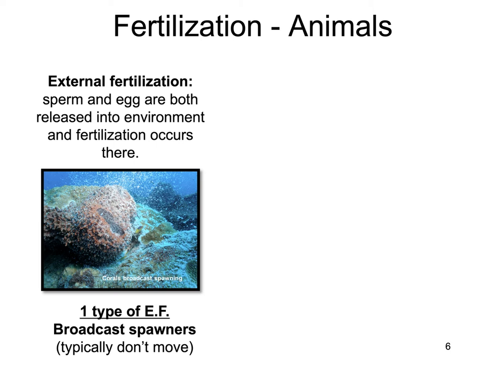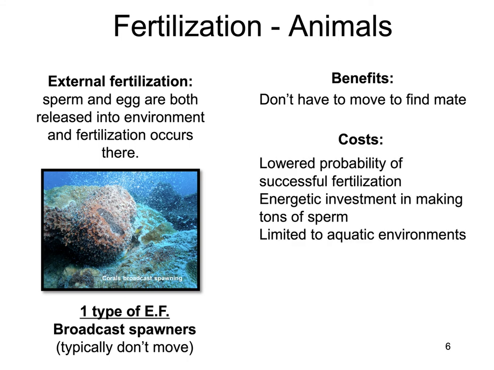And so here you can see a picture of a coral broadcast spawning, all these white things that you see floating around in the water. That's sperm being released by this coral here. So the benefits of broadcast spawning are you don't have to move to find a mate. You can just sit in one place, release your sperm or your eggs out into the environment, and let them do their thing. Much easier in terms of the cost of finding a mate.